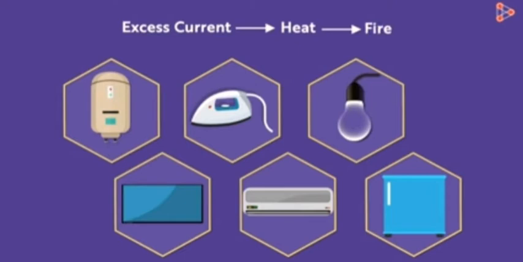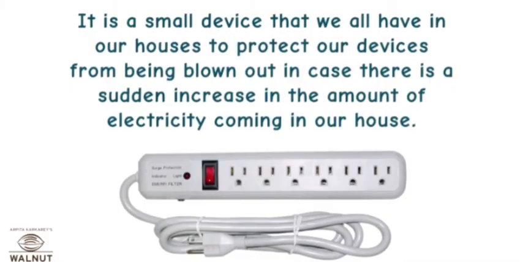So is there any solution to this problem? Yes, there is a solution to this problem. Here comes the concept of what? Electric fuse. So first we need to know what is an electrical fuse. Fuse is a small device that we all have in our home to protect our devices from being blown out in case there is a sudden increase in the amount of electricity coming in our house.